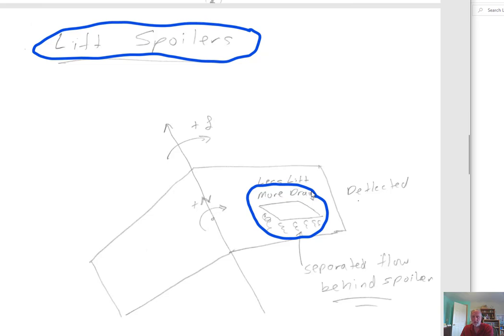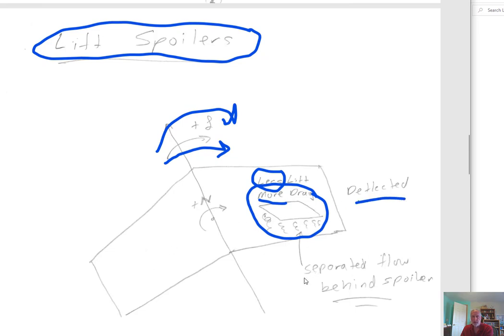airplane down. But a lift spoiler, if you want to roll right with the positive Roskam convention, then this is deployed here, which means you get less lift on this side and more drag. So the less lift is going to roll you this way because the lift is spoiled on the right wing but not on the left wing. So this is deflected here.